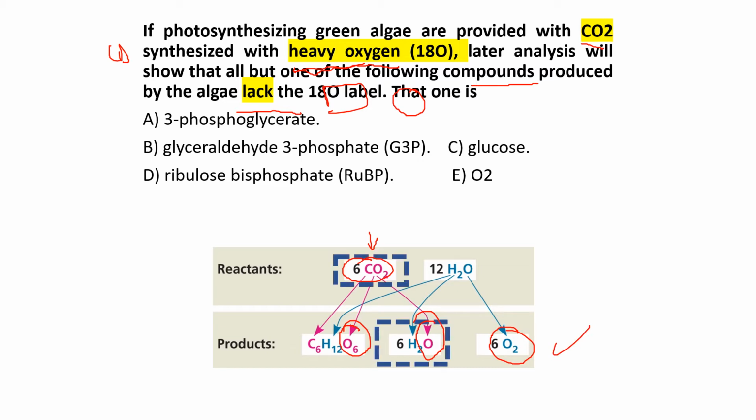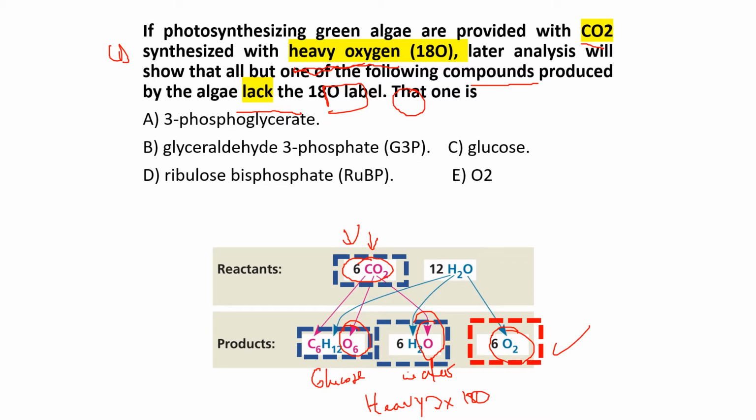So the answer: the CO2, as I said, goes into the water and it goes into this carbohydrate that here could be a glucose. Water and glucose have the heavy oxygen, the 18 oxygen, while this oxygen is not going to have this label. So this is the right answer.